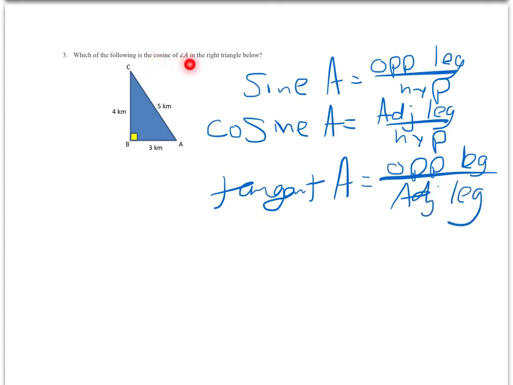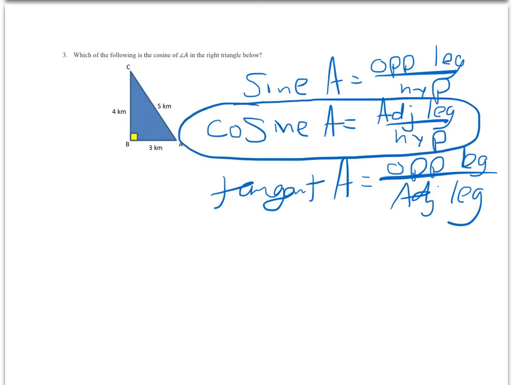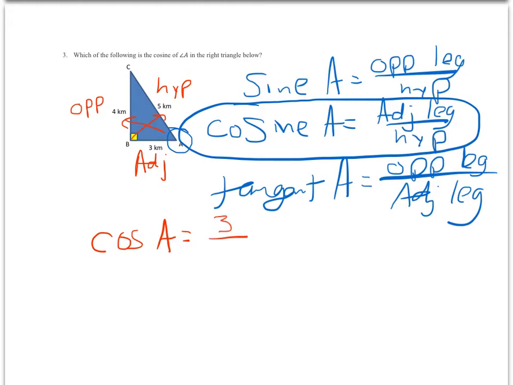This problem asks for cosine of angle A. So we're looking at this here. Starting at angle A, the opposite leg would be 4. This is the opposite leg. The adjacent leg is the leg that touches angle A. So this is the adjacent. And the hypotenuse is always opposite 90. This is the hypotenuse. So cosine of angle A is the adjacent leg, which is 3, over the hypotenuse, which is 5. So cosine of angle A is 3/5.